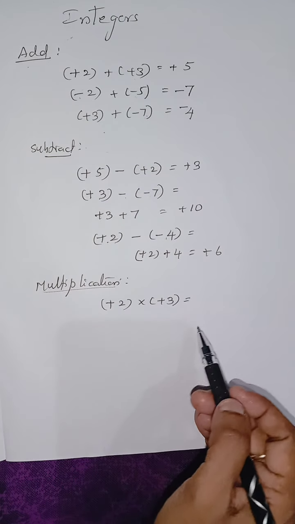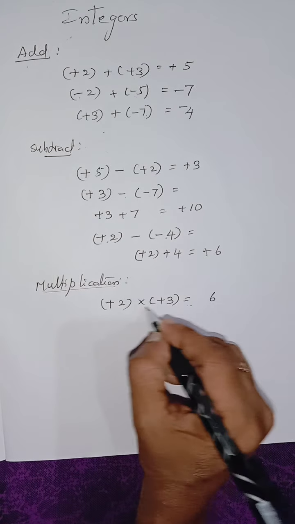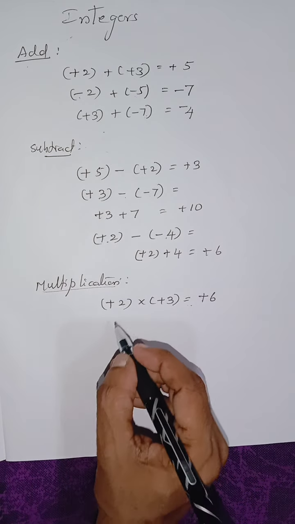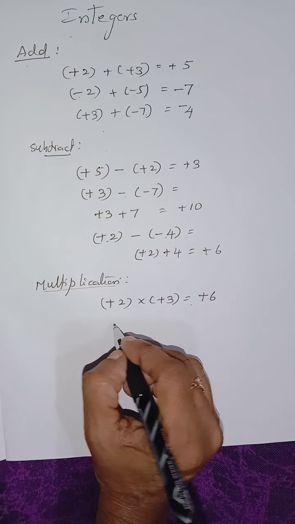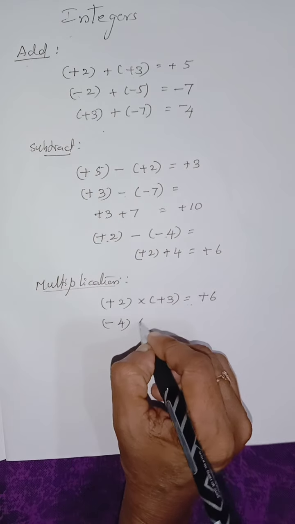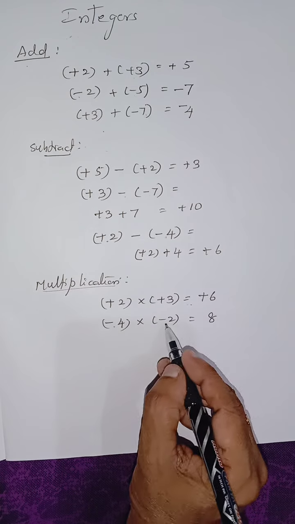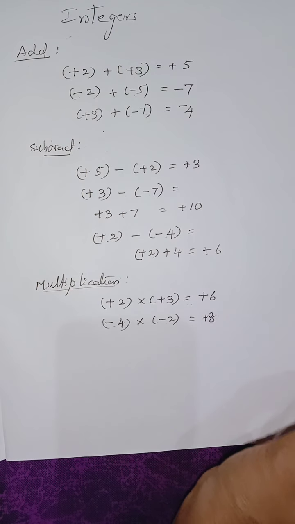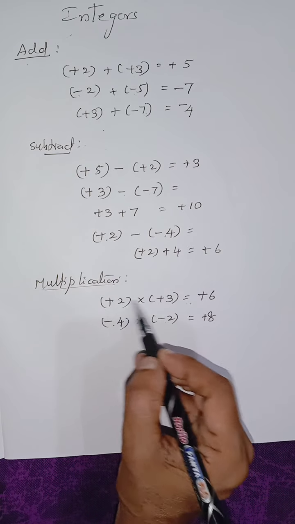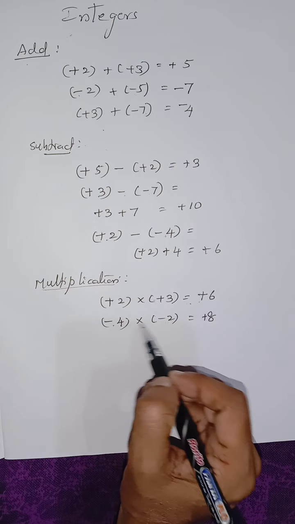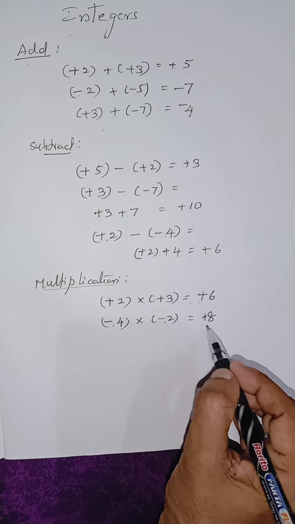Let us see how to do the multiplication of integers. In the case of multiplication, if both are positive, 2 into 3 is 6 and the common sign is positive. So if both are positive, then the answer is also positive. Sometimes both are negative, negative 4 into negative 2. So 4 twos are 8. Negative into negative will change into positive. So when it comes to the same sign, both positive gives positive, and both negative also gives positive. So when it comes to the same sign, you should apply the positive sign.